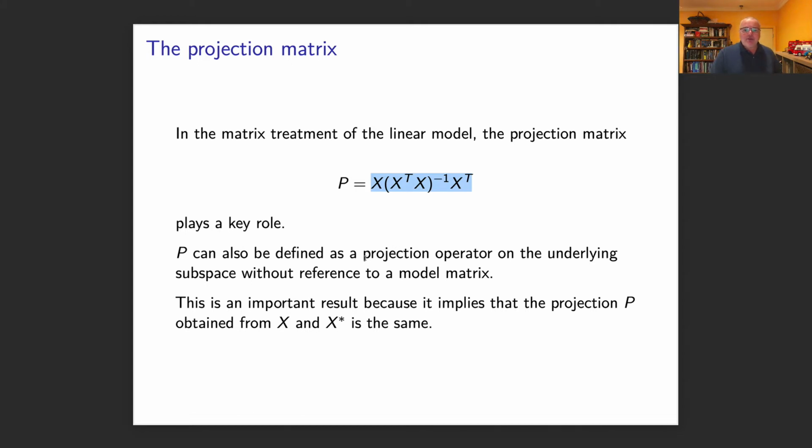Basically, P is what we call a projection matrix in that form, or generally a projection operator. The whole idea is that we create this thing that takes a vector and returns another vector. We're going to call it P. And the way it acts is that it projects vectors down into the same subspace.